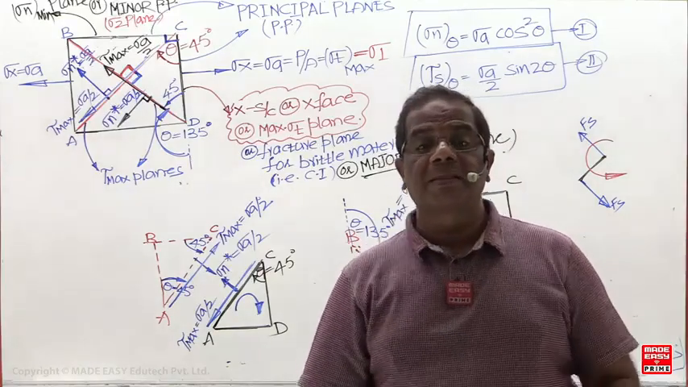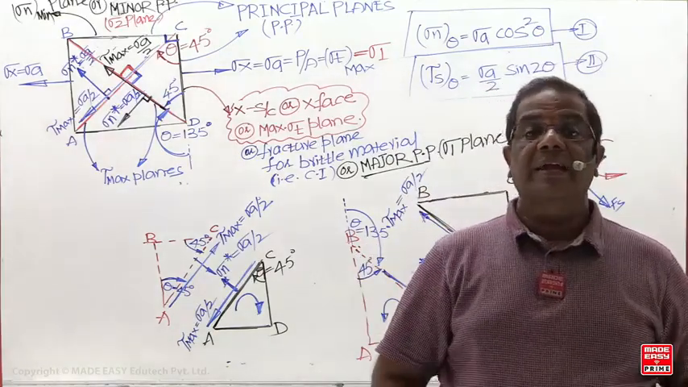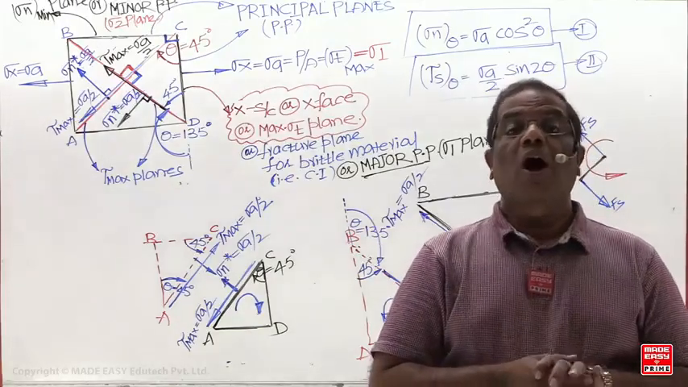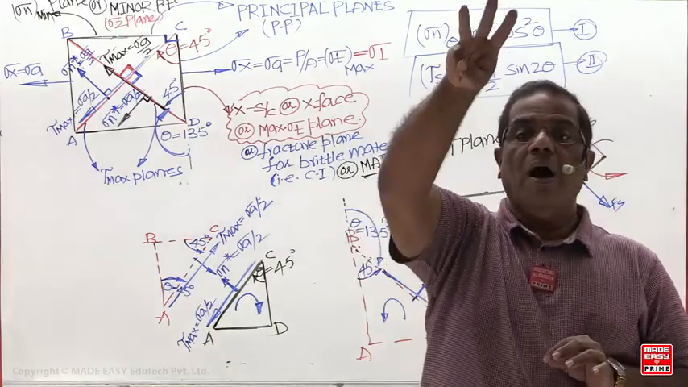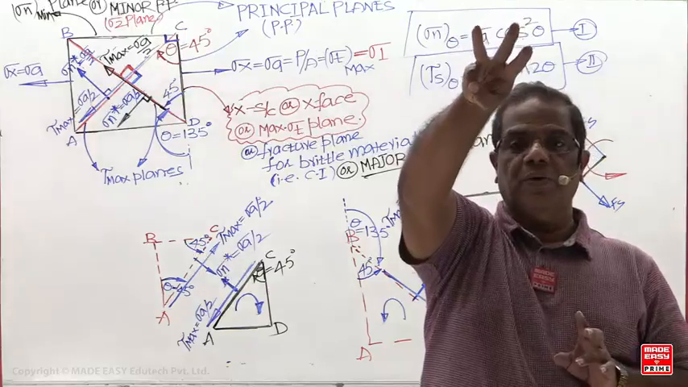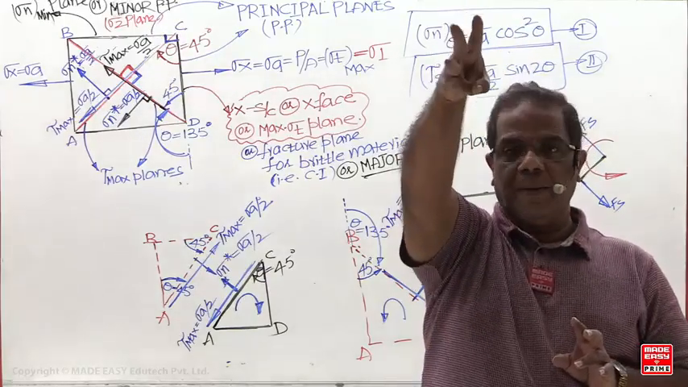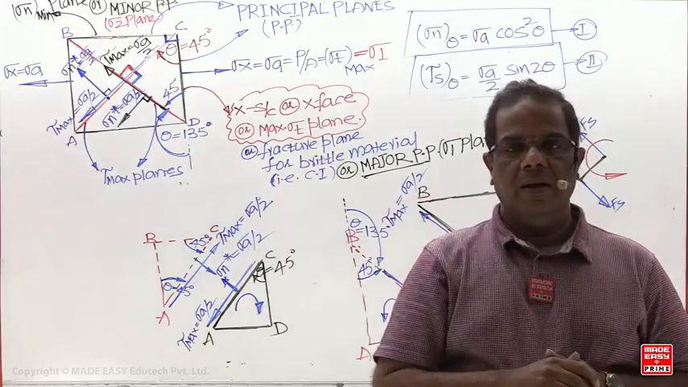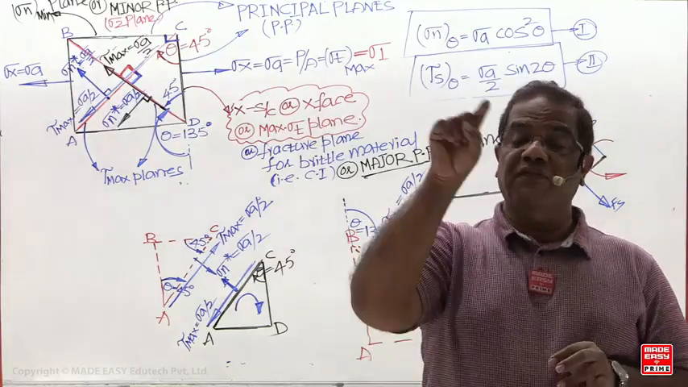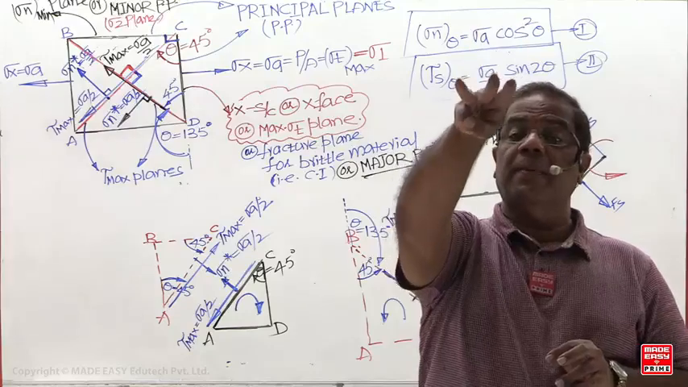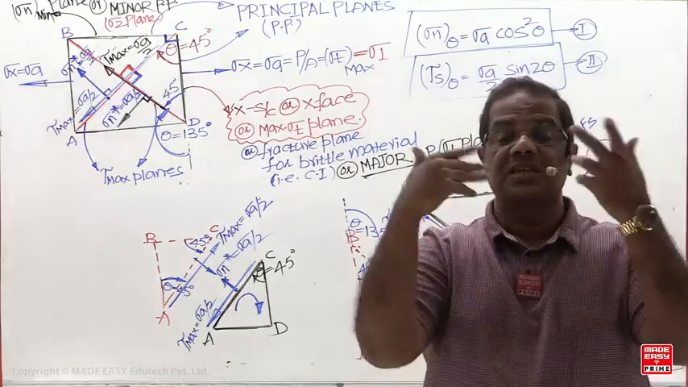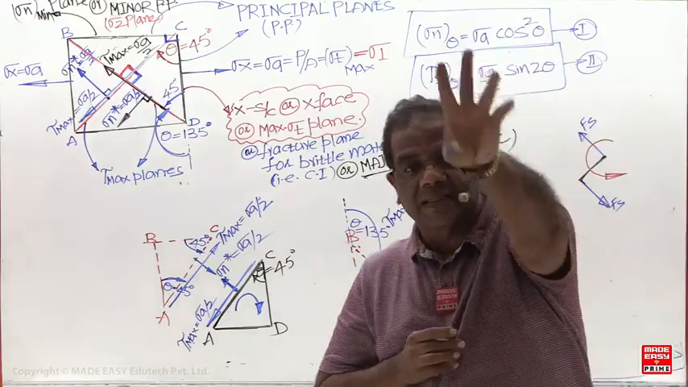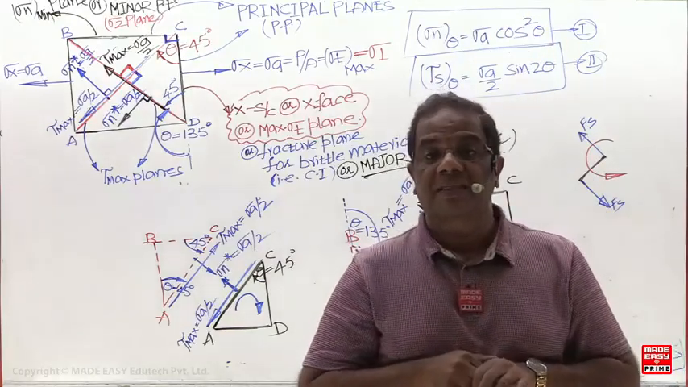How many principal planes are there? 3 principal planes. At a point, how many planes are there? At a point, infinite planes. Out of the infinite planes, always on 3 planes the shear stress is 0. Whenever the shear stress is 0, that plane is a principal plane. So the number of principal planes is 3.